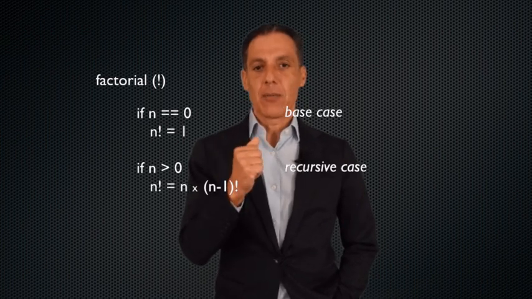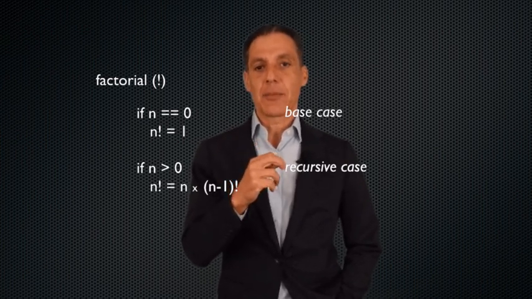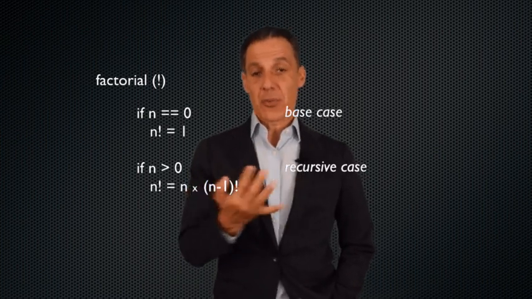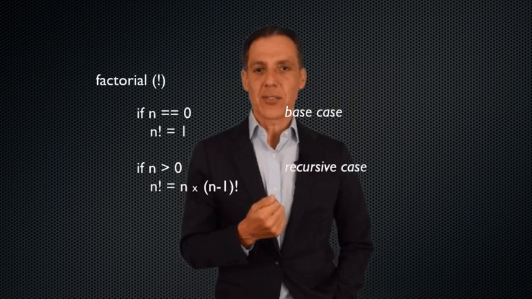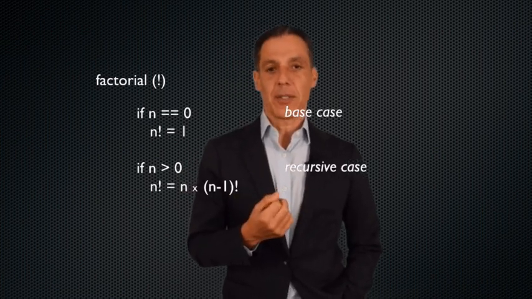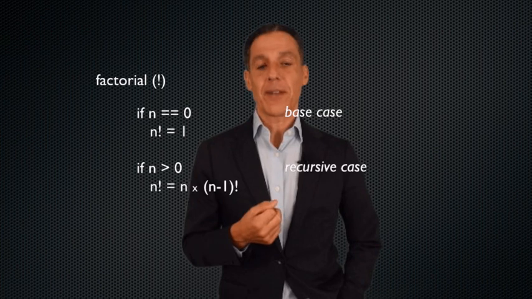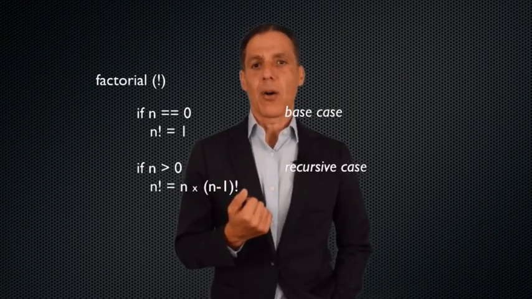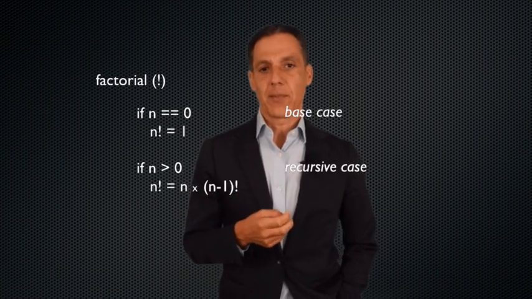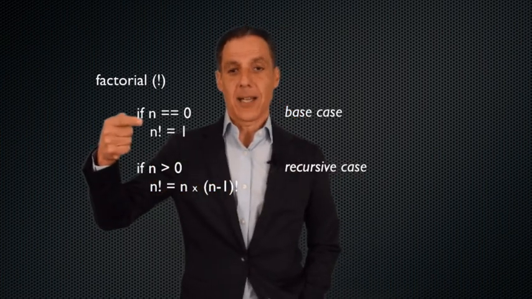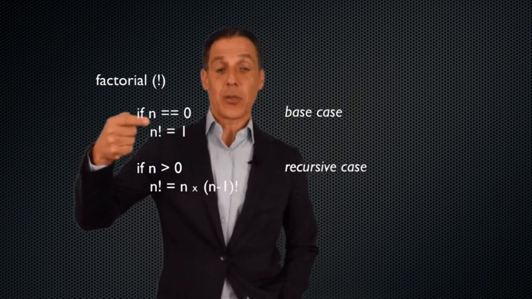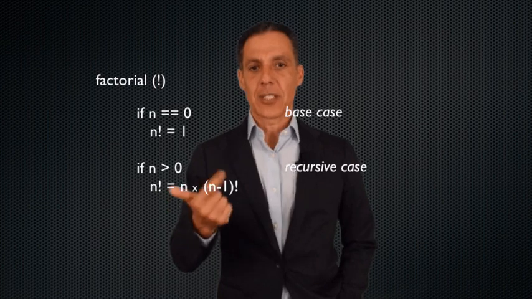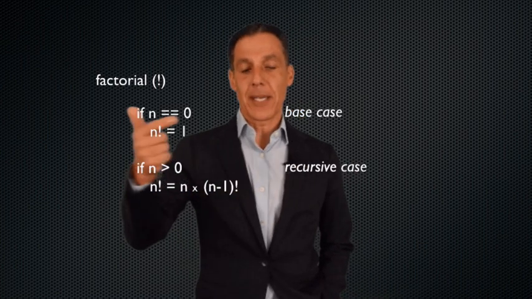Let's say you ask me what is 3 factorial, and I say it's 3 times 2 factorial. And so you've made a little bit of progress. You know it's 3 times something, but you don't know what that something is. And so you ask me, what's 2 factorial? And I tell you, well, it's 2 times 1 factorial. All right, we made a little bit more progress. What's 1 factorial? Oh, that's easy. It's 1 times 0 factorial. What's 0 factorial? Aha! The base case, 0 factorial is 1. And now what do you know? You know that 3 factorial is 3 times 2 times 1 times 1, the base case.